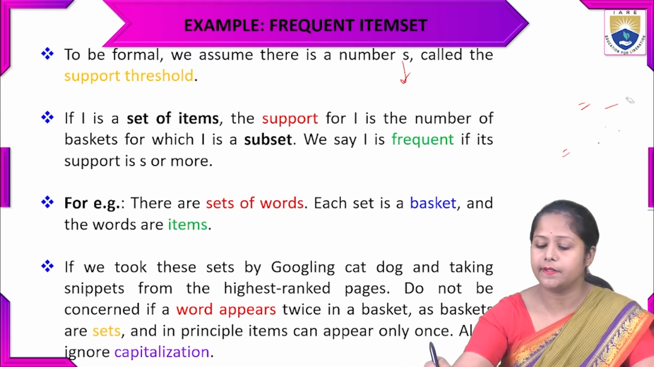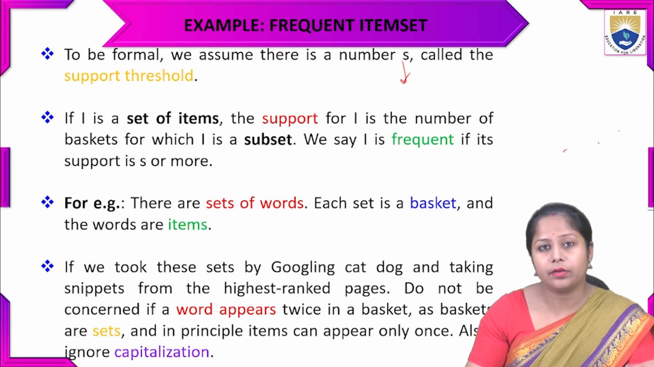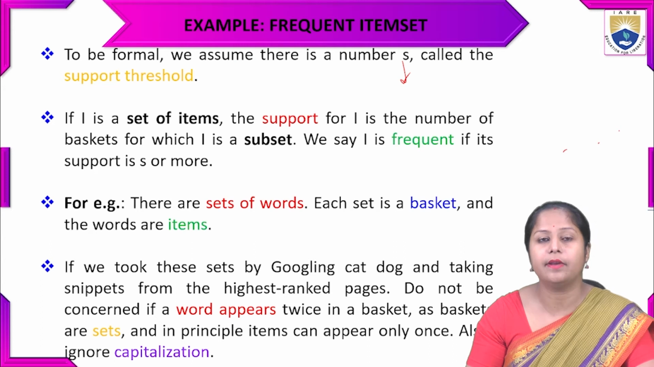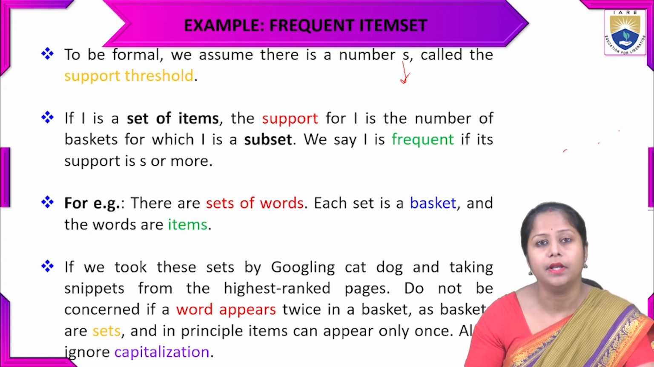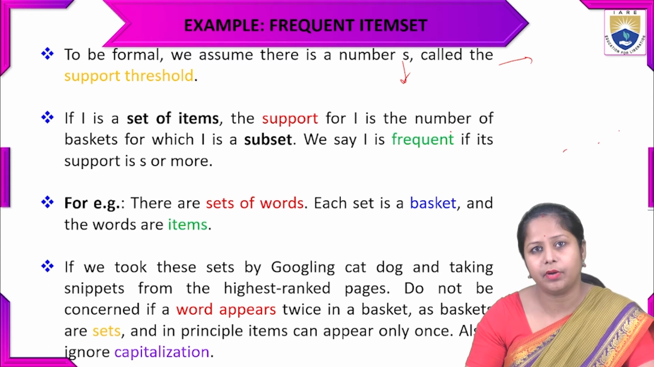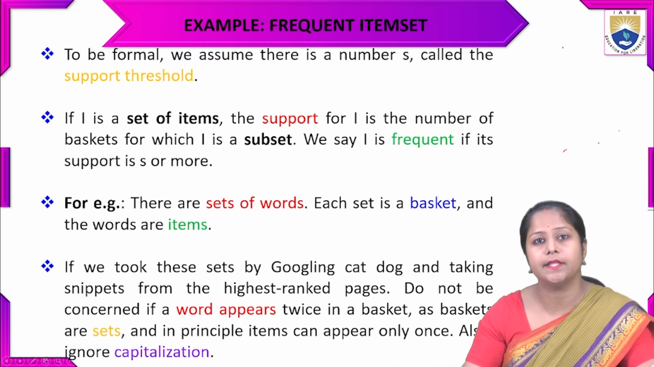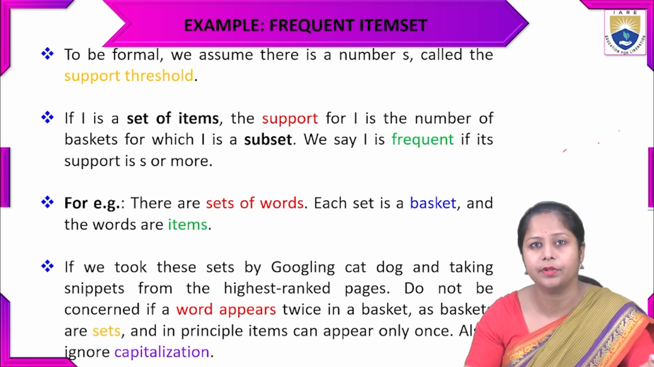S equal to 2 is nothing but the support count. So we are going to calculate the support count as well as the support in terms of the support threshold. We have to set the minimum threshold. So that was the formal introduction about S. What is the term S? If you write the term S as a support threshold, that will be the support threshold.